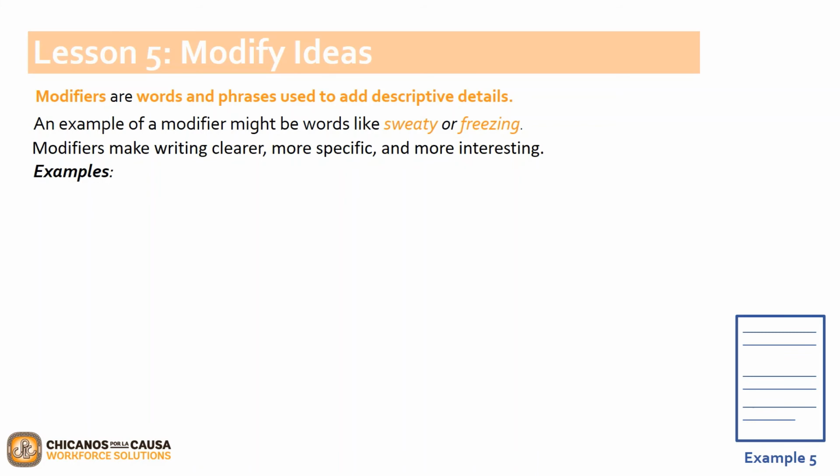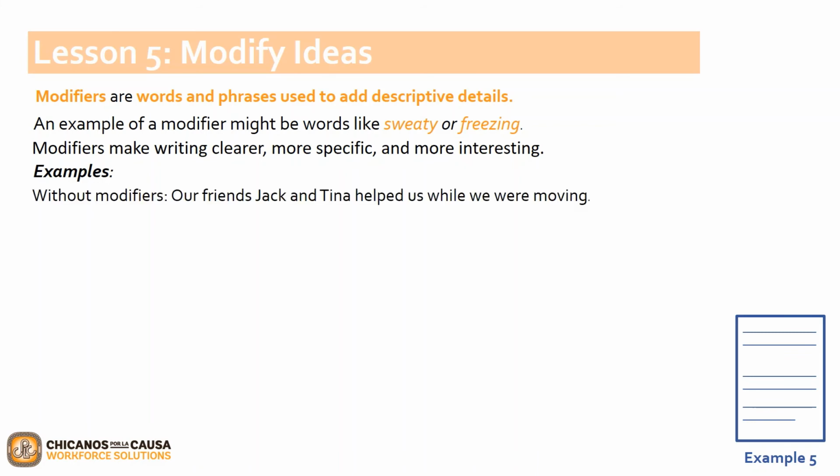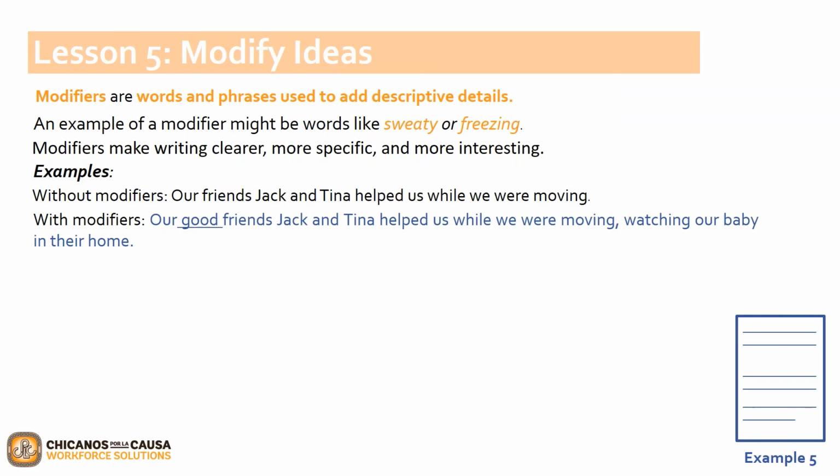Our first example is a sentence without modifiers. It says, "Our friends Jack and Tina helped us while we were moving." This sentence with modifiers would say, "Our good friends Jack and Tina helped us while we were moving, watching our baby in their home."